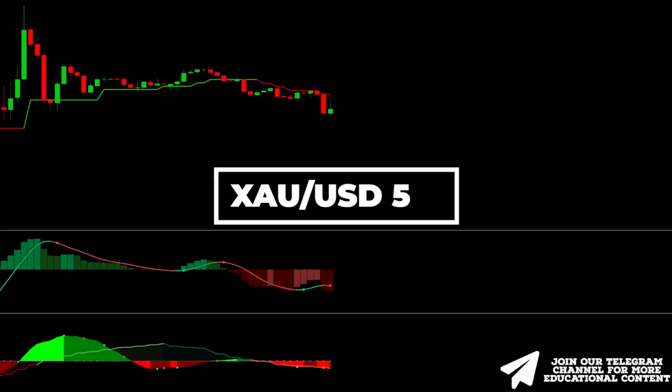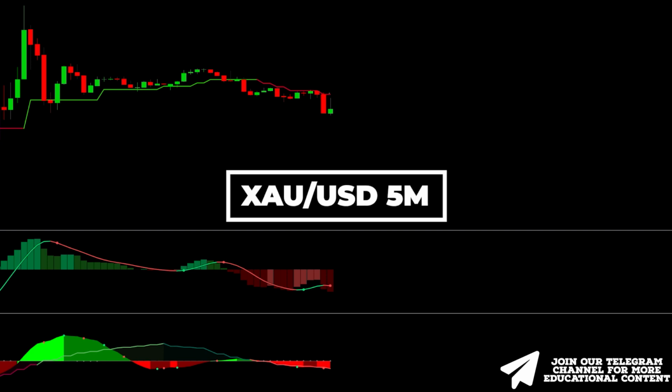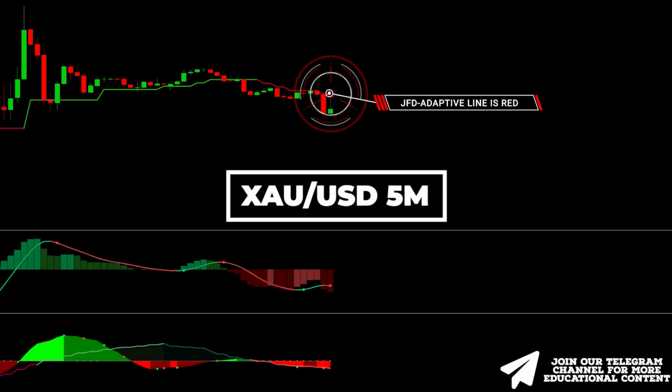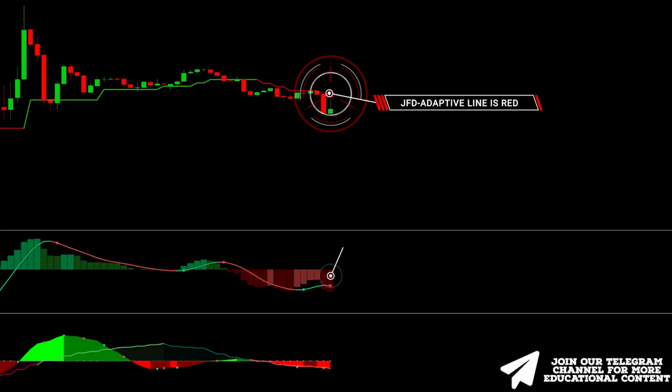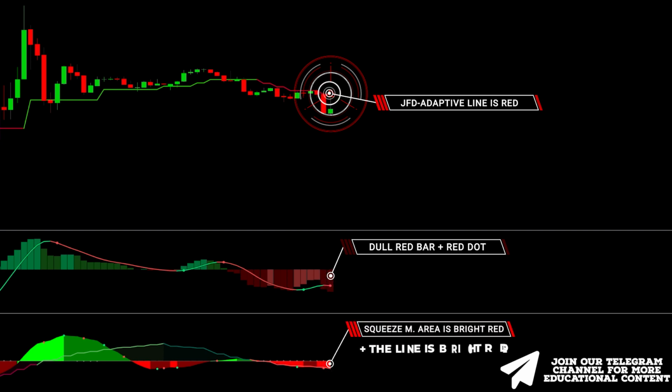Here's gold, a 5-minute time frame. First, we have a red JFD adaptive line, which indicates bearish bias. Second, we have a dull red Beek-Strender bar along the bottom, and more importantly, we have a red dot, which is below the 0 level. Lastly, the squeeze momentum indicator shows a bright red area and the indicator's line is also bright red.